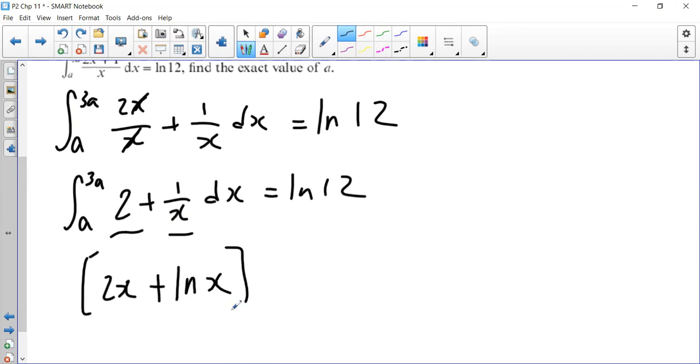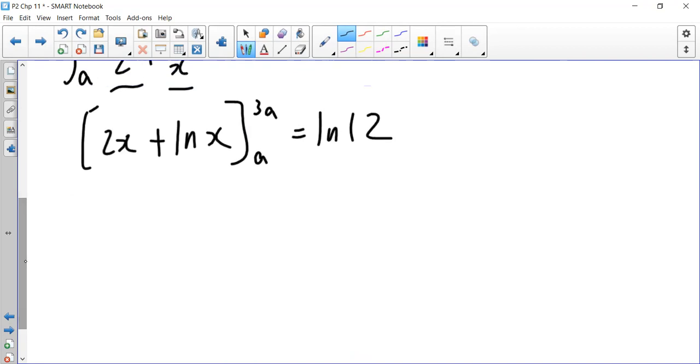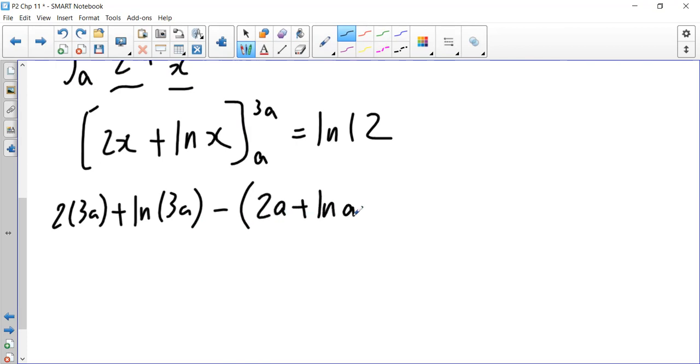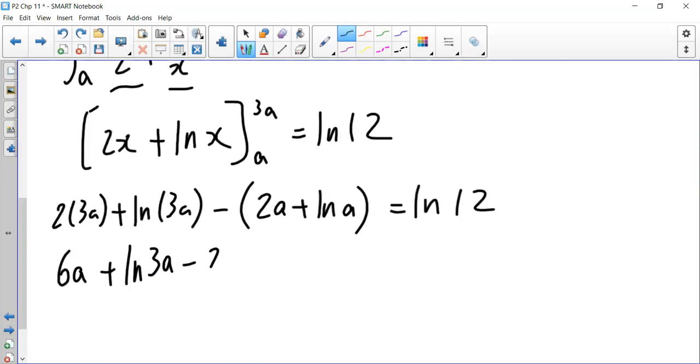And then we put the limits a and 3a. That equals ln 12. So we need to sub in 3a and a. Let's sub in 3a: 2 times 3a plus ln 3a. Now with this subtraction, I would suggest you put a big bracket around it, because the minus can mess up the signs inside a bracket. So minus (2a plus ln a) equals ln 12. Next, let's simplify: 2 times 3a, 6a, plus ln 3a minus 2a minus ln a equals ln 12.